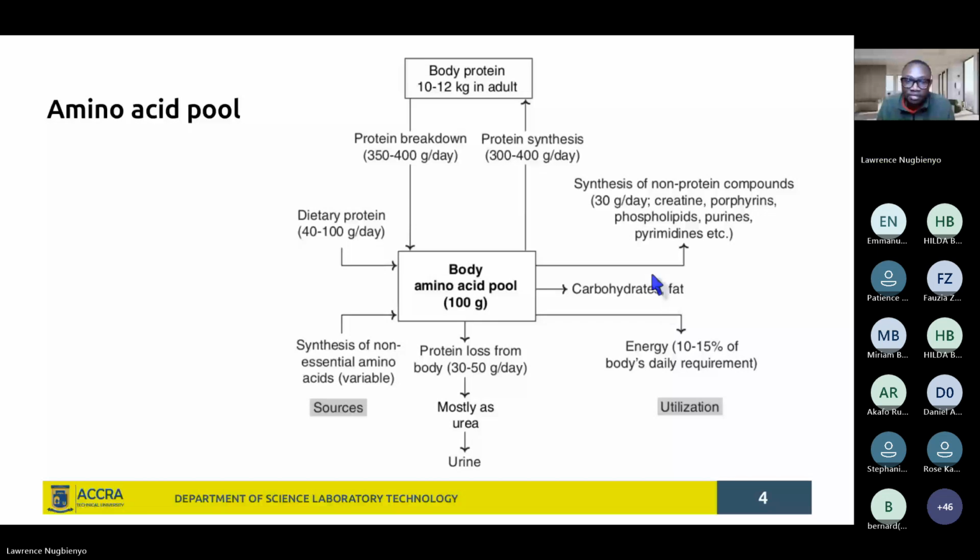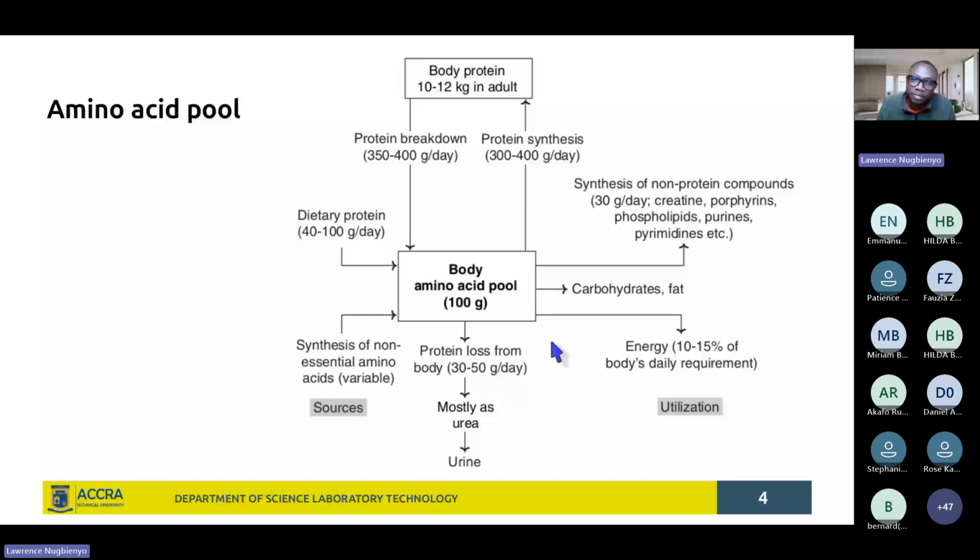So this actually gives you a source of the amino acids, and then you have the utilization. That is the end product that the body makes use of. And then in the middle, you have that cycle of the amino acids going into the synthesis and breakdown, and part of it getting lost in the breakdown, where you have the release of ammonia going into the synthesis of urea, and then that is excreted through urine.